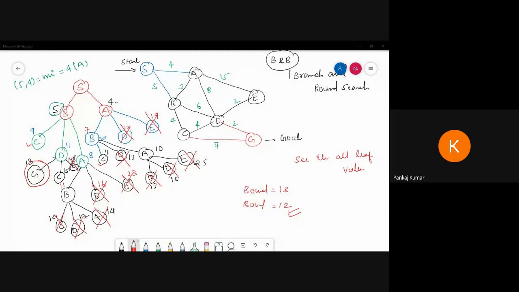So this way we can follow branch and bound. At each and every step we explore the node and calculate the heuristic value, that means the distance value, then find which leaf node has the minimum value, then explore that one. When I achieve the goal for the first time, we set the bound value. Suppose my bound value is 13, then we search the leaf nodes and discard all those with values greater than or equal to 13.